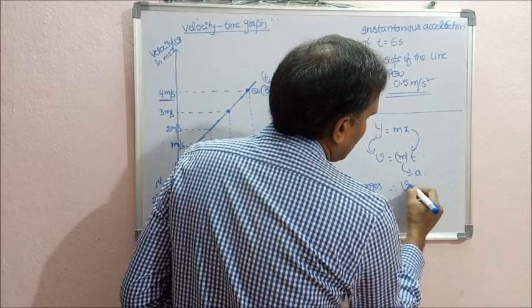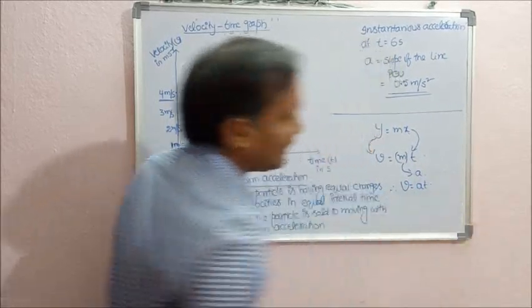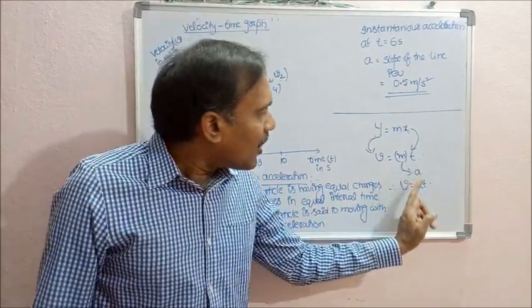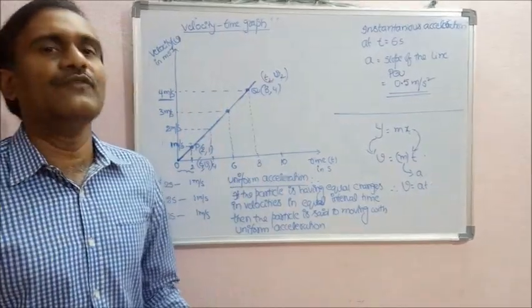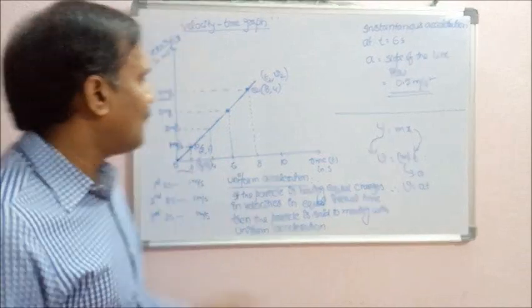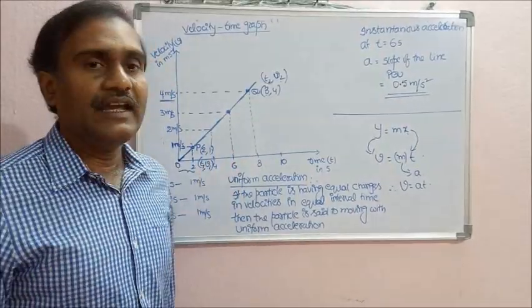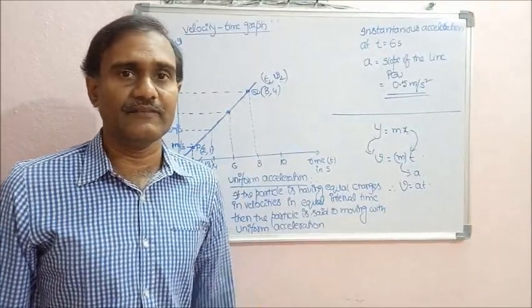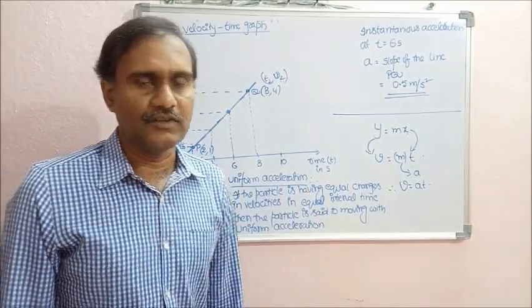Therefore, we can write v is equal to a into t. If the particle is moving with constant acceleration, when we plot the graph between velocity and time, it gives a straight line. Remember that. Okay, thank you.